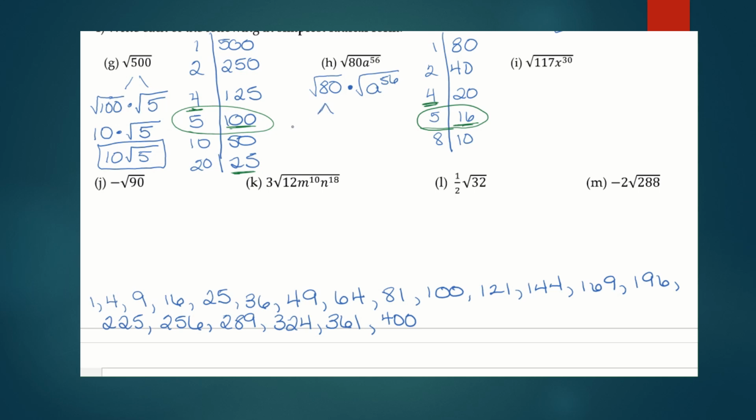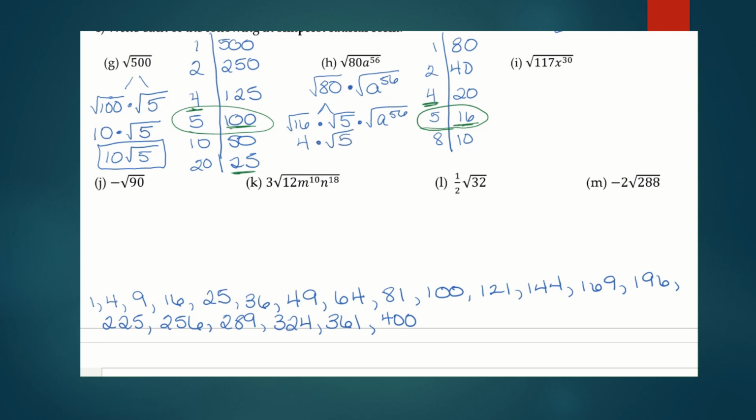So I'm going to rewrite the square root of 80 as the square root of 16 times the square root of 5. What is the square root of 16? Oh, sorry. And you know what? I'm just going to bring down the square root of a to the 56th power. There we go. So what is the square root of 16? The square root of 16 is 4. The square root of 5 is irrational, so I'm going to leave it as the square root of 5.